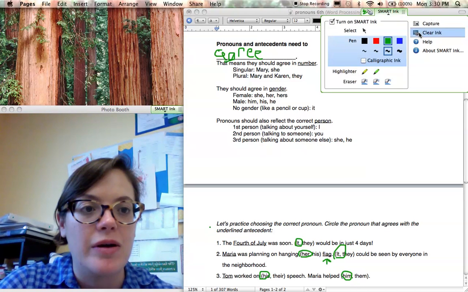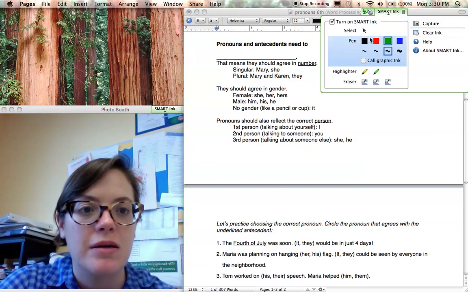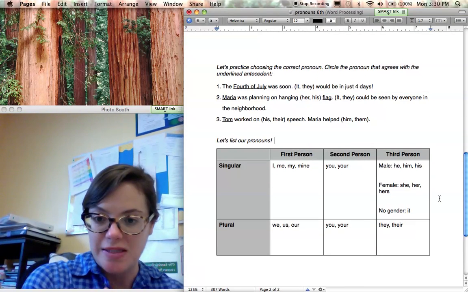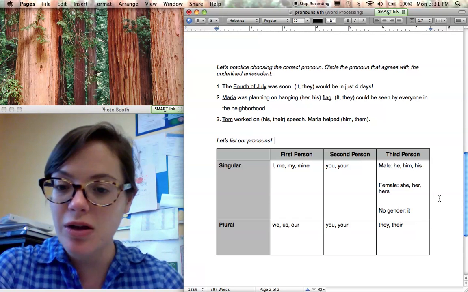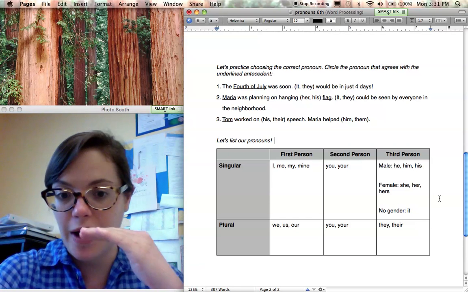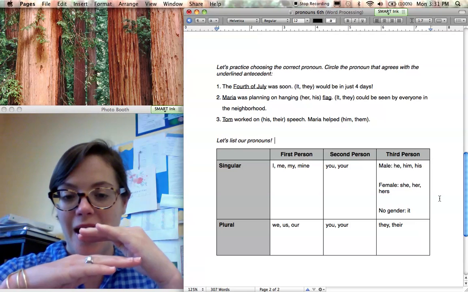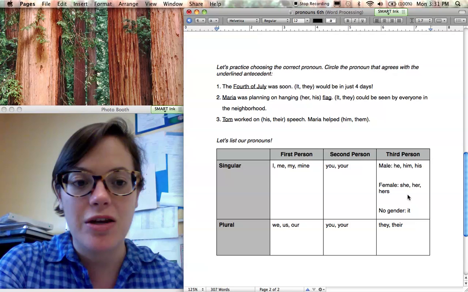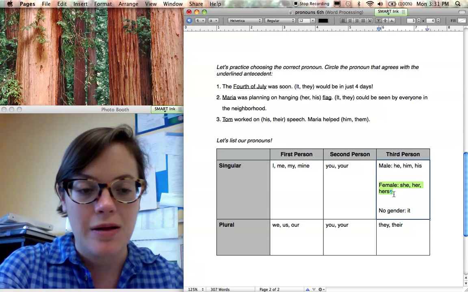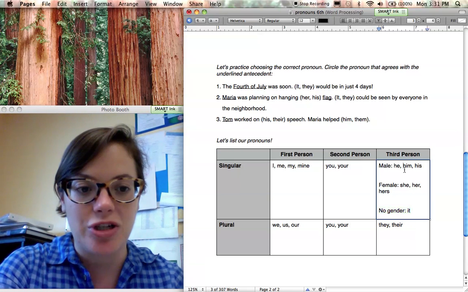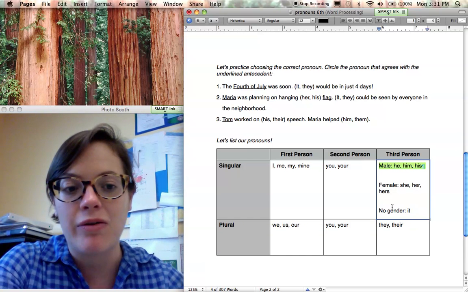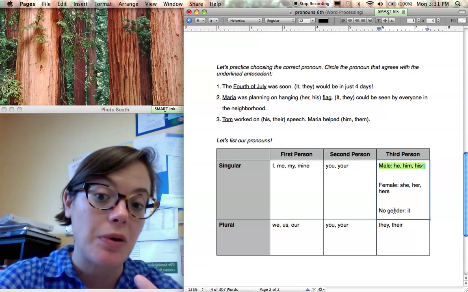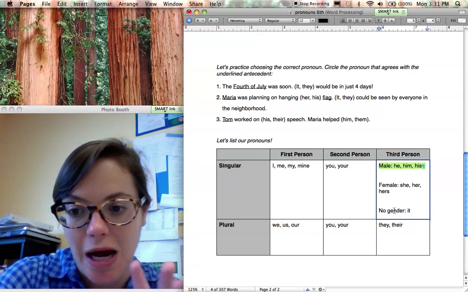All right, now down below that, we have a list of all the pronouns so you can see this. So we have our singular pronouns across the top row, and then our plural pronouns below that. And they're organized by first, second, and third person. And then you can see in this third person one, they're also organized by gender. So they're divided up into male, female, or no gender. So whenever you are wondering if something's a pronoun, if you can't remember, this is a good chart to come and look back at.